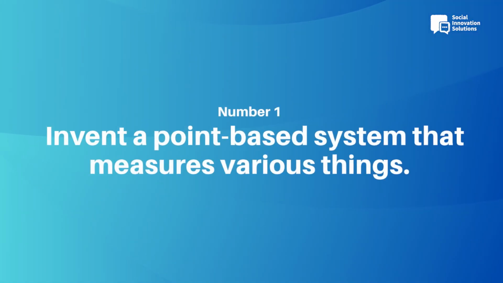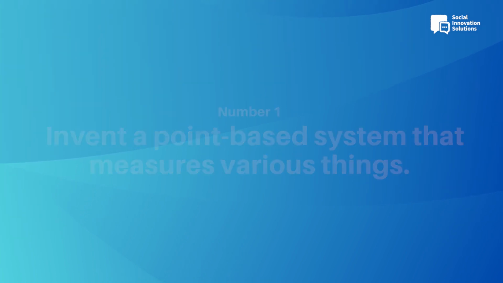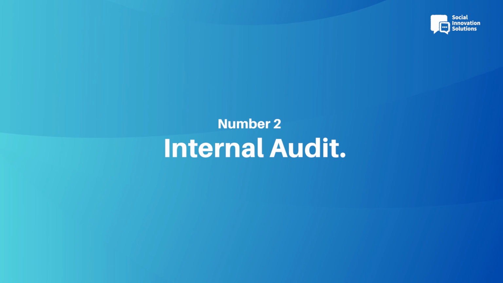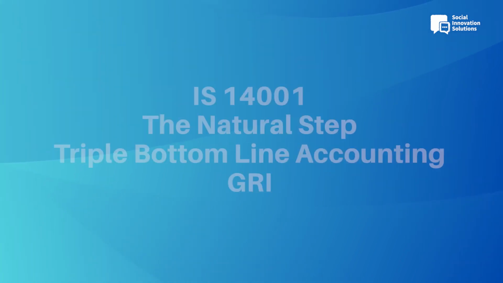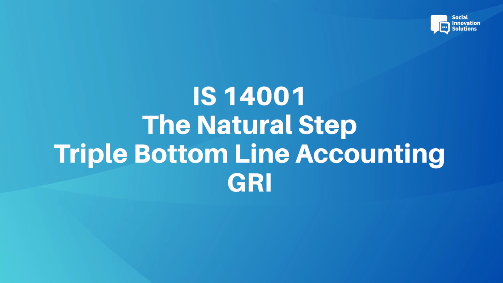Number 1, invent a point-based system that measures in your organization various things like office space, transportation, initiative level, etc. A numerical score in your company creates a positive competition among employees and even collaboration between departments, and supports the initiatives of your employees. Number 2, make an internal audit. You can use classical global standards like ISO 14001, the Natural Step or triple bottom line accounting, and GRI to report and examine operating methods.